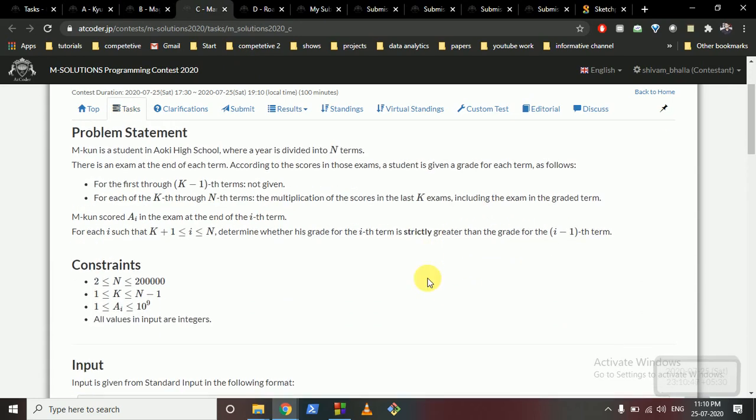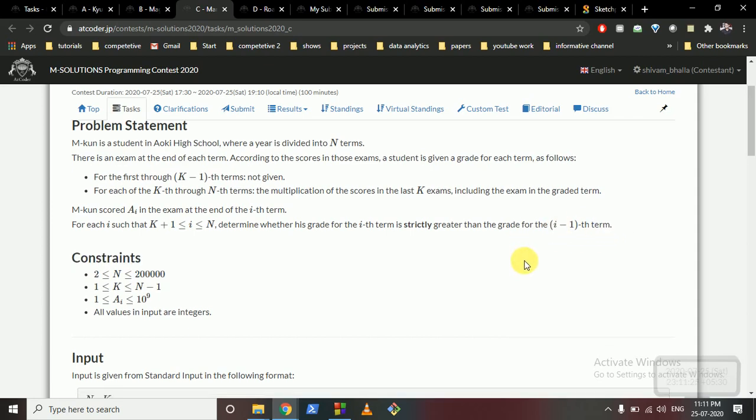Second question done. The third question is, M Kun is a student who gives an end term examination. In the end term examination, for the first K minus 1 terms, you are not given any grades. And for the next K to N terms, you will multiply the scores of the last K exams, including the exam on the grade you are given. M Kun scored A_i in the examination. For each of those K+1 to N examinations, you have to determine whether his grade is strictly greater than the grade of the previous term.